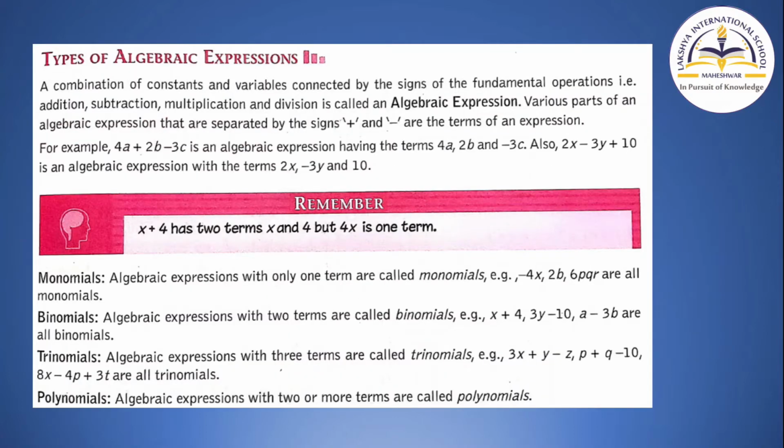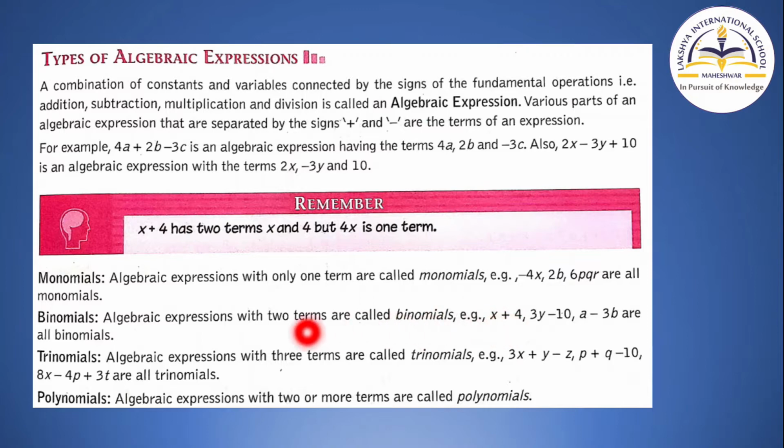Now, types of algebraic expression, what are they? First is monomial. Monomial means the algebraic expression with only one term. Suppose minus 4x. Here there is only one term in minus 4x. Minus 4 is the constant term and x is the variable. So this is a monomial. Now binomial: an algebraic expression with two terms is called a binomial. Suppose x plus 4. x is the variable and 4 is the constant. So x plus 4 is a binomial.